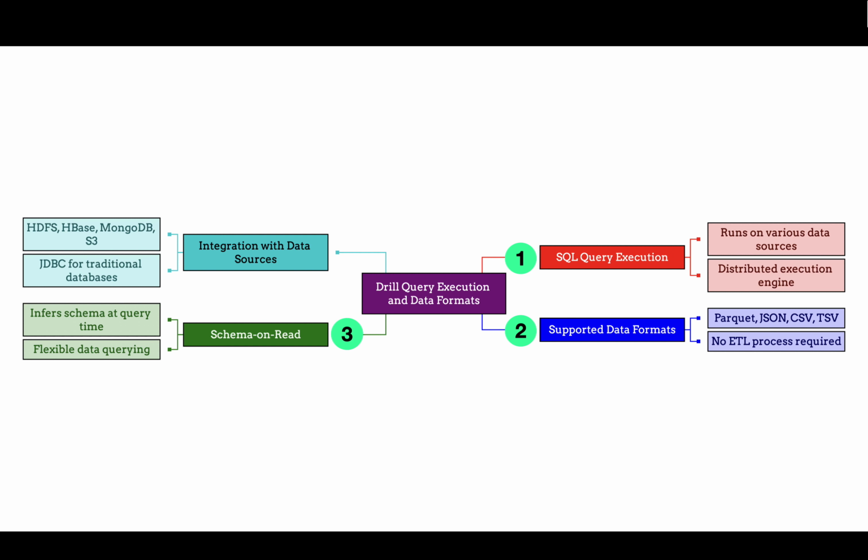3. Schema on read. Unlike traditional databases, Drill uses a schema on read approach, which means it infers the schema of the data at query time. This allows for flexibility in querying different data structures. 4. Integration with data sources. Drill can integrate with many data sources like HDFS, HBase, MongoDB, S3, Azure Blob Storage, Google Cloud Storage, and traditional databases via JDBC.